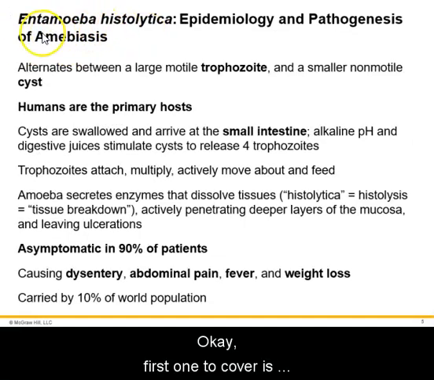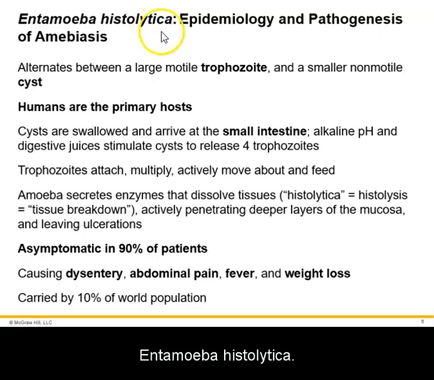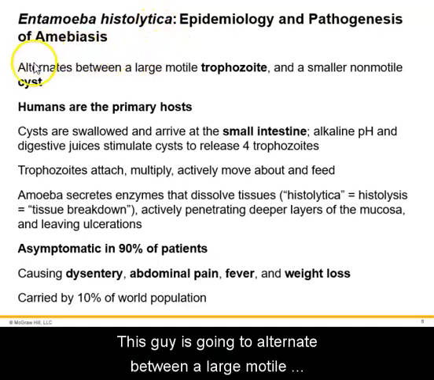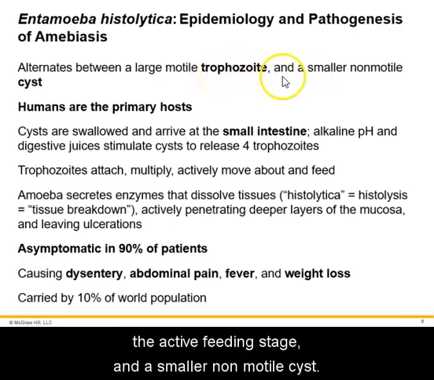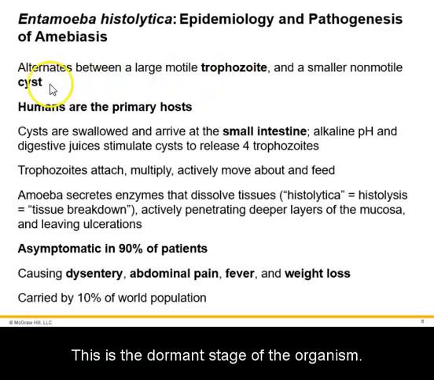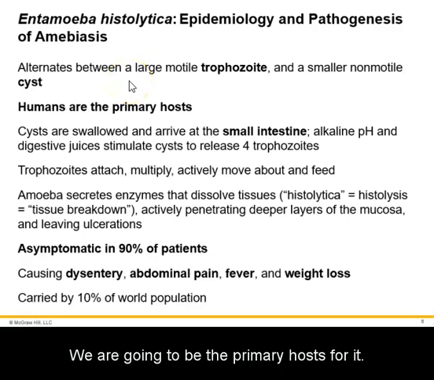Okay, first one to cover is Entamoeba histolytica. This guy is going to alternate between a large motile trophozoite, remember that's going to be the active feeding stage, and a smaller non-motile cyst. This is the dormant stage of the organism. We are going to be the primary hosts for it.